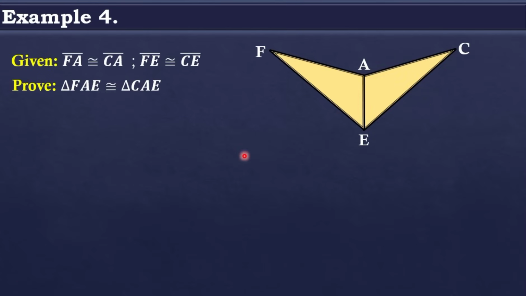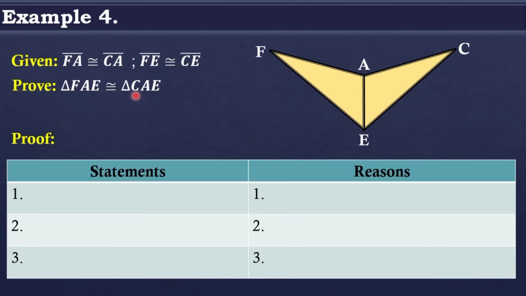Let's have number 4. So, I have here segment FA is congruent to segment CA. Segment FE is congruent to segment CE. Now, we will prove that triangle FAE is congruent to triangle CAE. So, let's have the two-column proof. So, your statement will be, you can start or you may start with our given. So, that is given. Actually, ito yung pinakamadali. Okay? Now, so from your given, you may mark your figure.